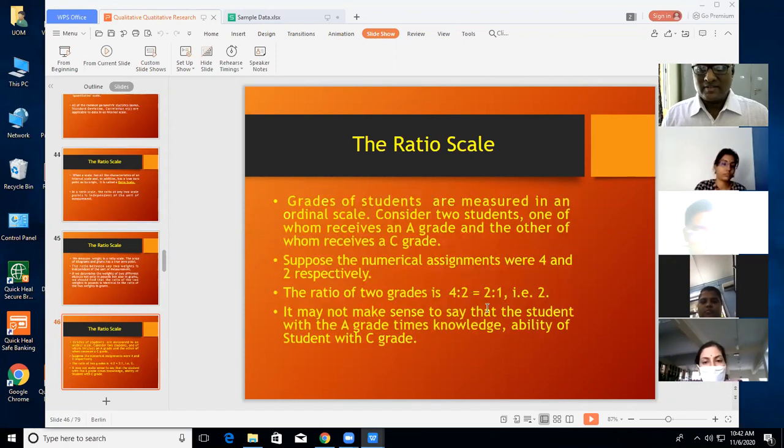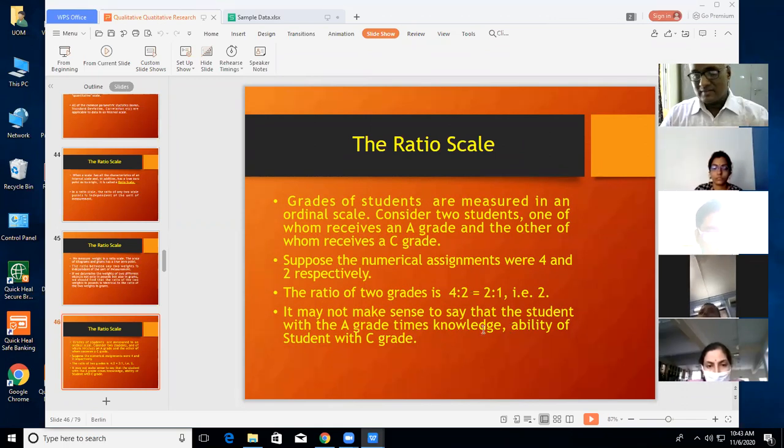Grades of students are measured on an ordinal scale. Consider two students, for example, one of whom receives an A grade and the other a C grade. Suppose the numerical assignments we give are 4 and 2 respectively. The ratio of the two grades is 4 to 2, which is equal to 2 to 1, which is equal to 2. But you cannot say that here.